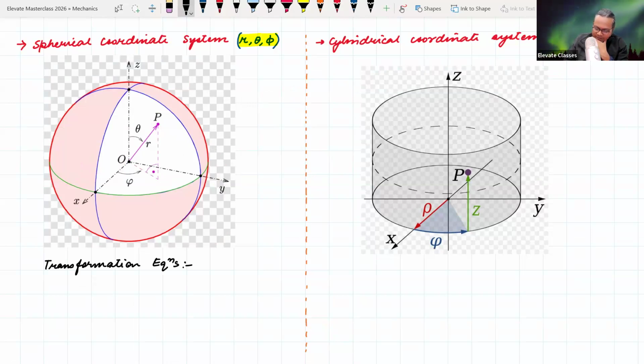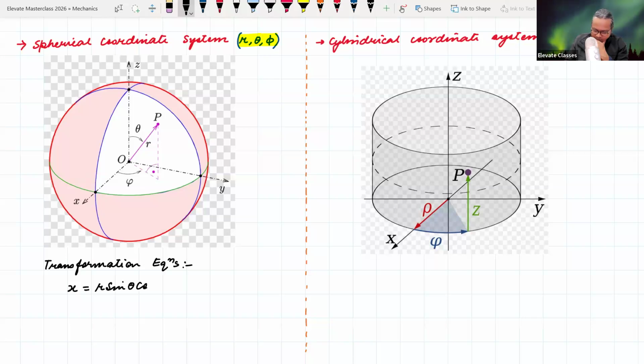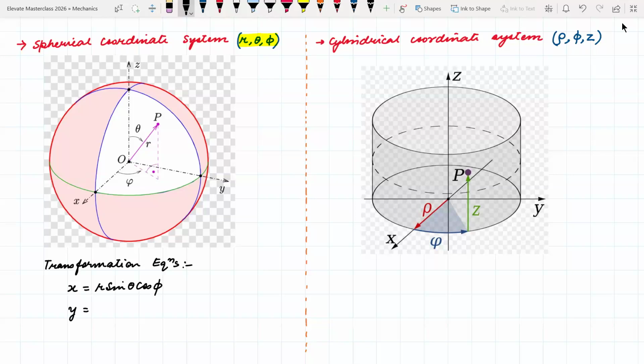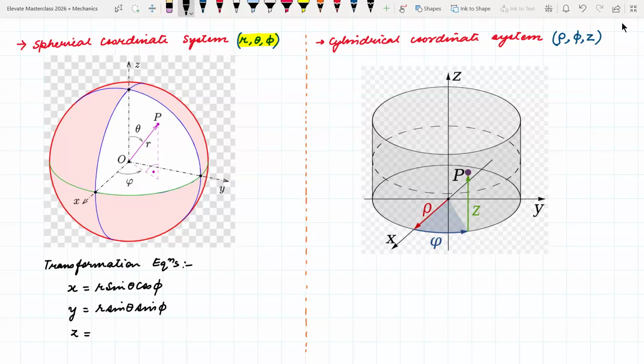So can you look at the diagram and tell me what is x? From the diagram, x is R sin theta cos phi. What is y? R sin theta sin phi. This is from the geometry, okay? And what is z? z is R cos theta. Okay.